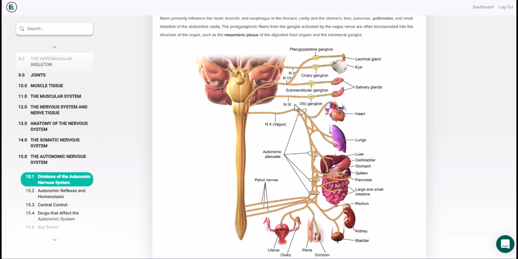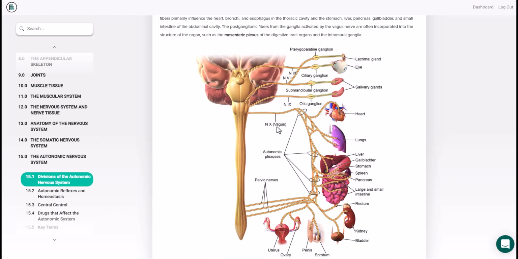9 is going to carry information for the back salivary glands, the parotid glands, and the back taste buds. So 7 and 9 are primarily about salivary gland responses during parasympathetic surges. And then finally 10. Remember, 10 is the vagus nerve.